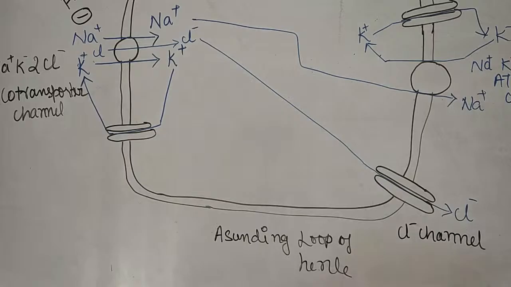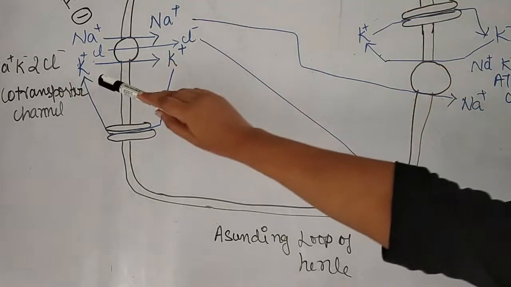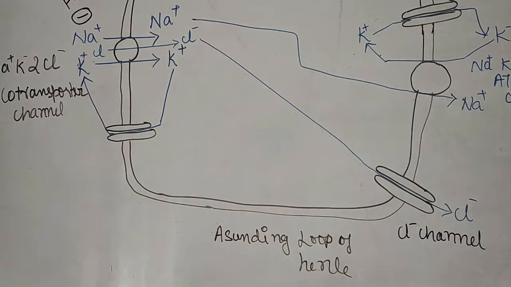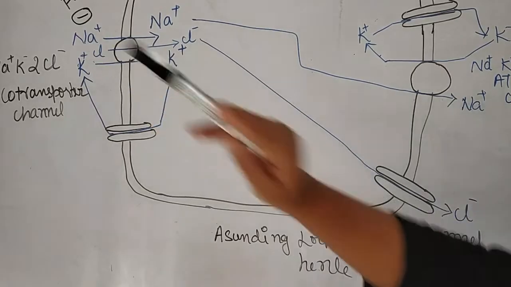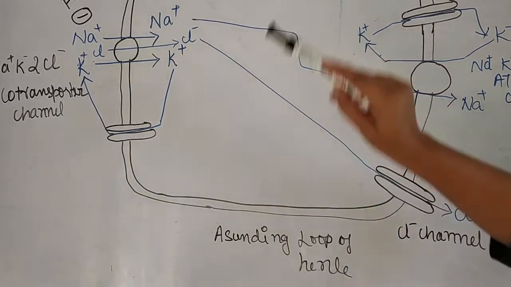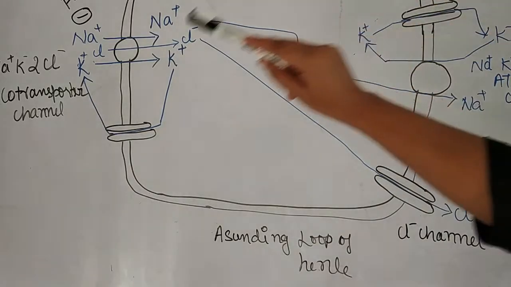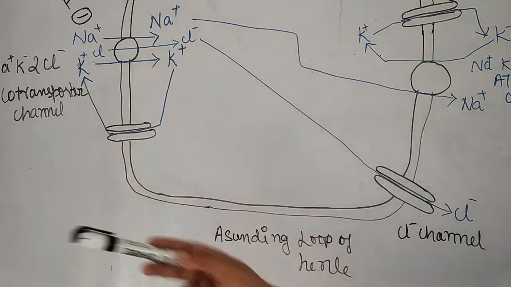So what is the function of loop diuretics or furosemide? They will inhibit this sodium potassium chloride co-transport channel. Because of that, the sodium, chloride and potassium will not be reabsorbed here in the loop of Henle, and they will be excreted out in urine.